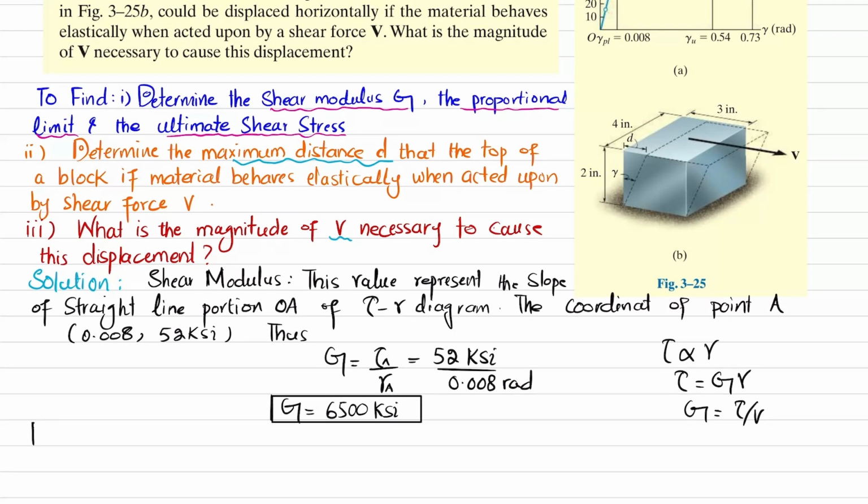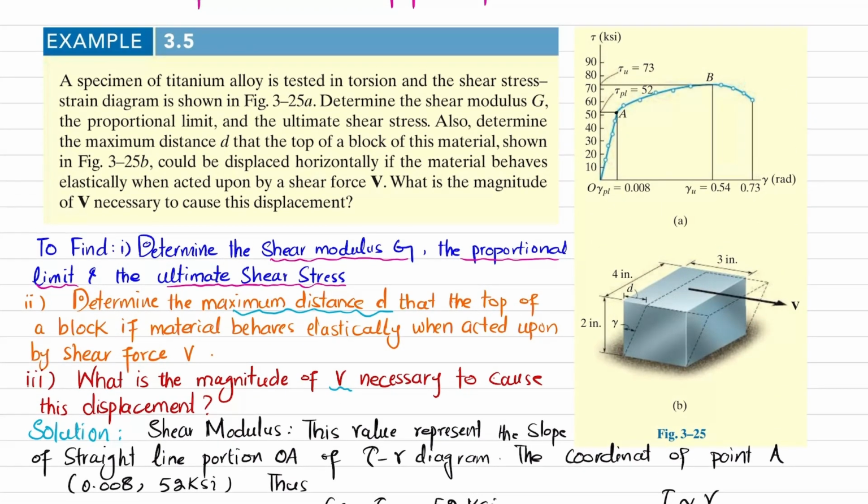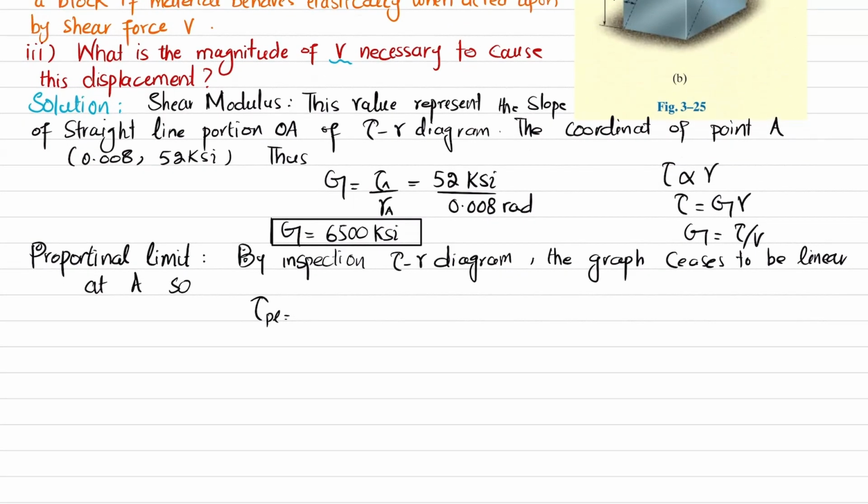Now we will find the proportional limit. This is the limit beyond which the material will not behave elastically. Let me write: by inspection of the shear stress and shear strain diagram, the graph ceases to be linear at A. So the shear stress at the proportional limit, you can see this is point A, is 52 ksi. So we can write that at the proportional limit the shear stress is 52 ksi.